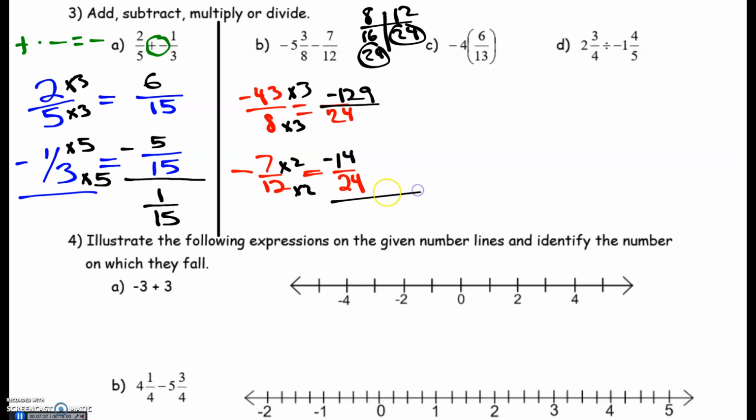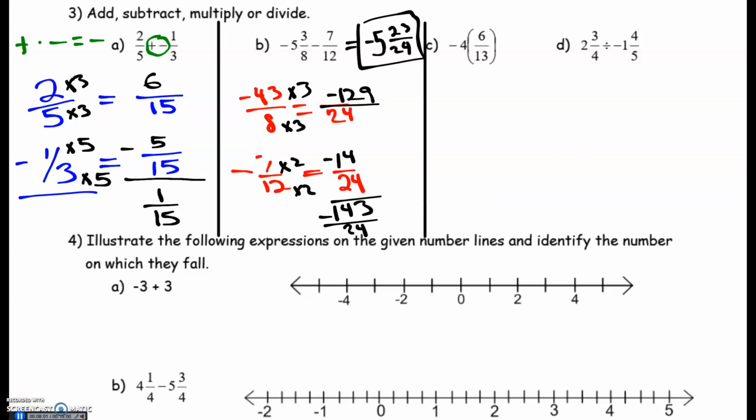All right, so when I find the difference between both values, I end up getting negative 143 all over 24. And as we did earlier, when we convert, 24 divided into negative 143 gives us negative 5 and 23 over 24. And that's it.